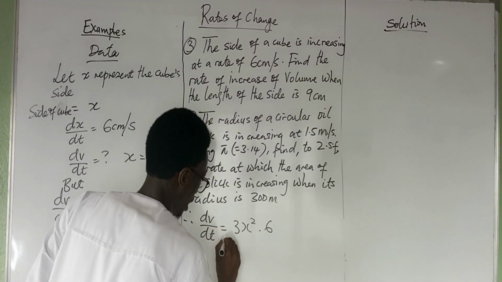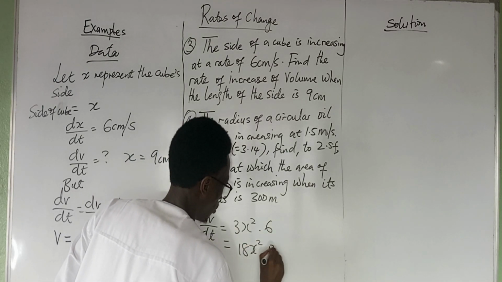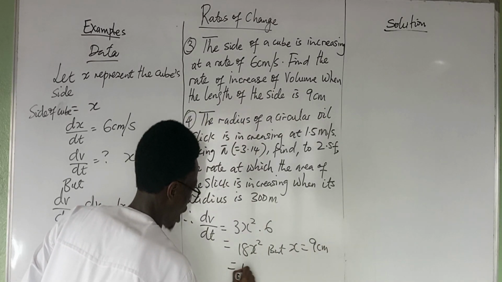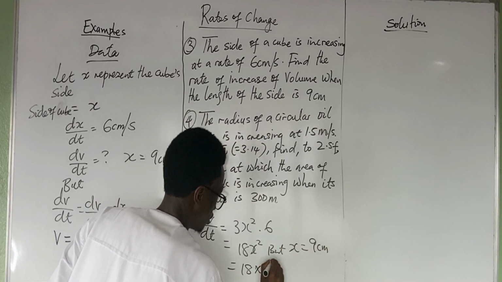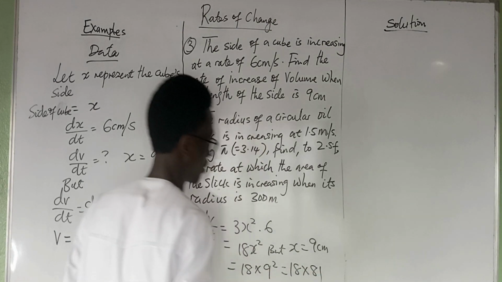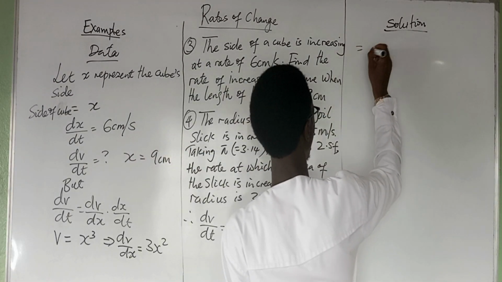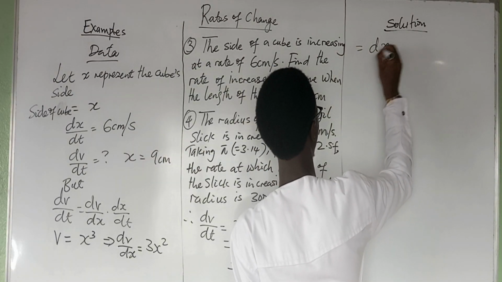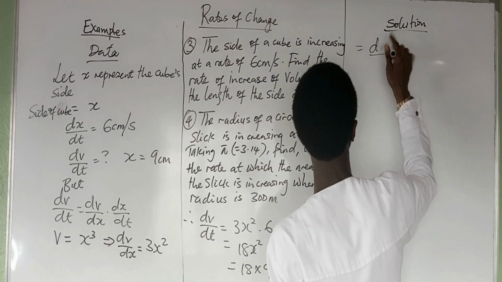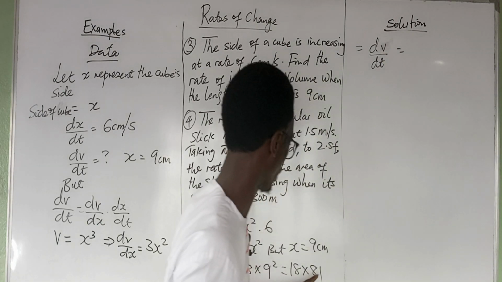So all of this gives you 18x squared, but your x is 9 centimeters. If you plug that in, you have 18 multiplied by 9 squared, which is 18 multiplied by 81. So you use your calculator. What are we looking for? dV over dt is equal to, so you use your calculator.